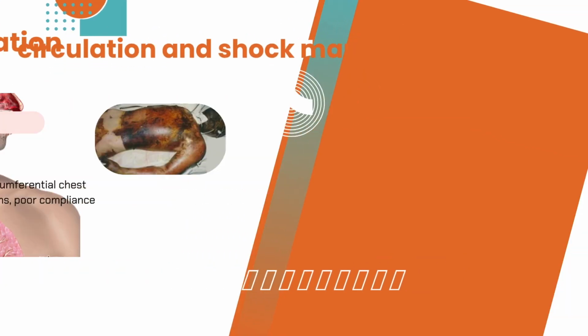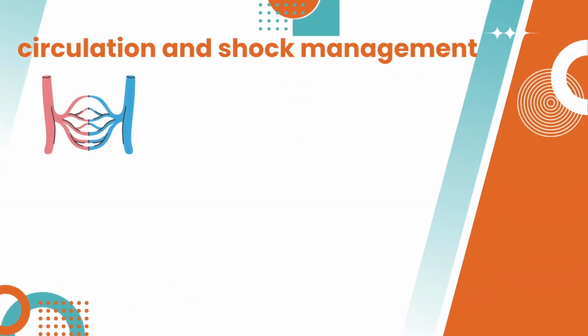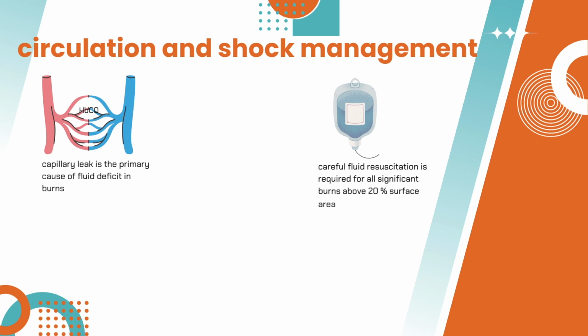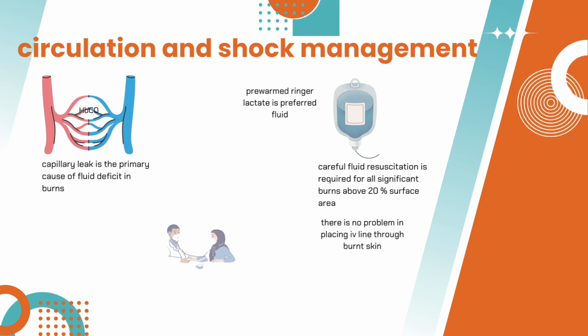Now we are moving to the heart and soul of the class, circulation and shock management. In burns, there is increased capillary leak. That is the primary cause of fluid deficit in burns patients. So we have to give fluids. What fluids do we give? Ringer lactate is the preferred choice of fluid. Careful fluid resuscitation is required in all patients with more than 20% surface area burns. There is no problem in placing an IV line through burnt skin if a normal skin surface is not available. BP monitoring in a burns patient is typically very difficult. If BP monitoring is difficult, we have to rely on the urine output for assessing the perfusion adequacy.